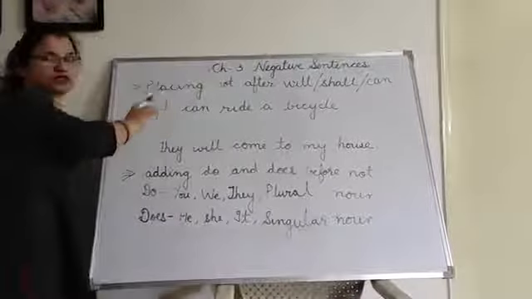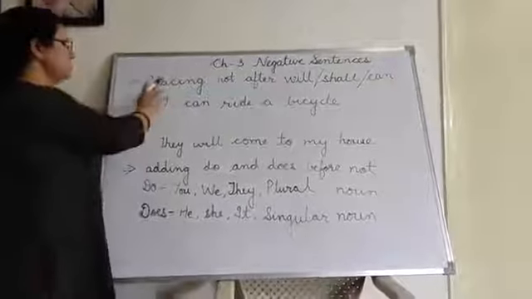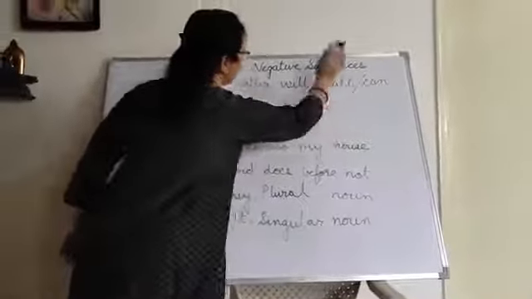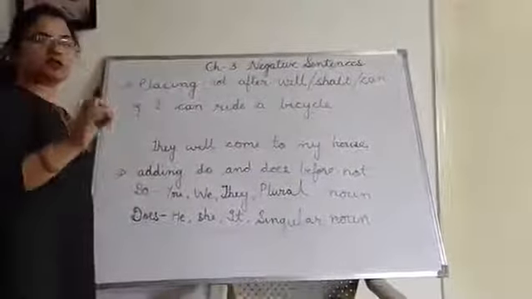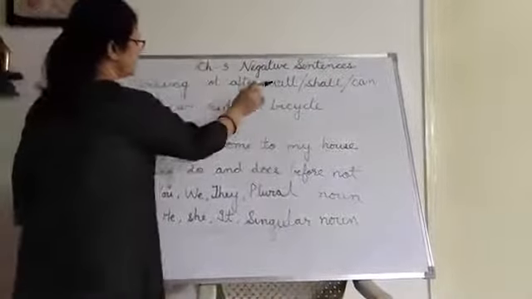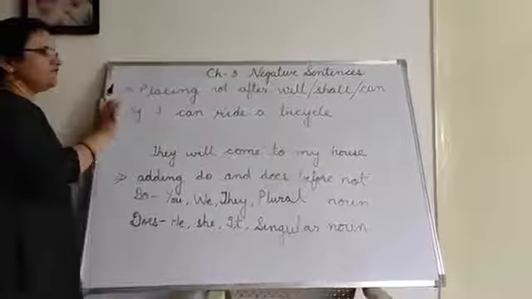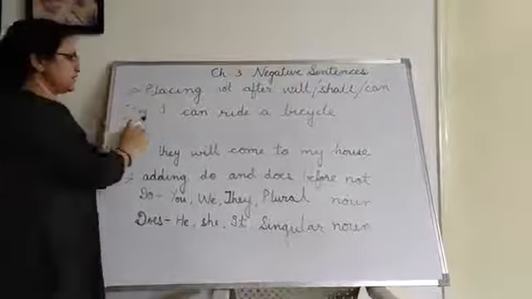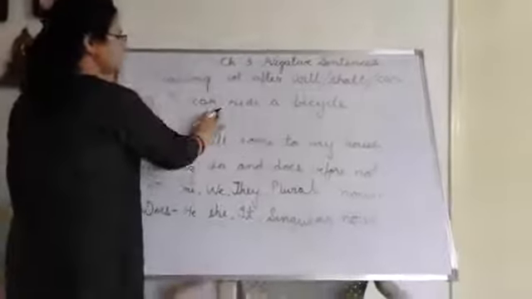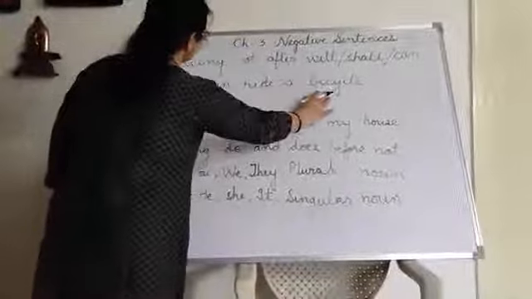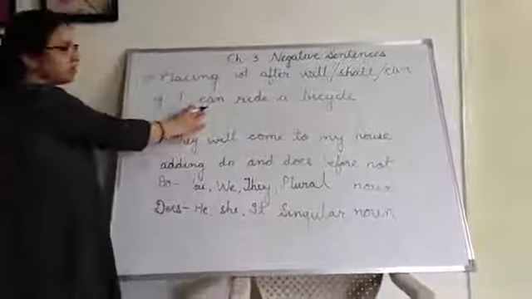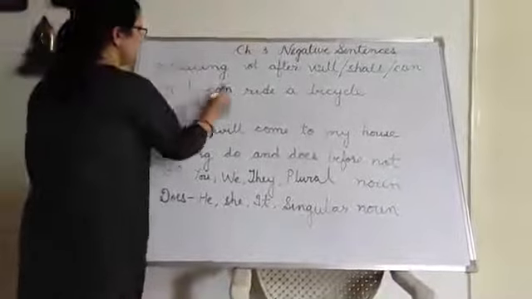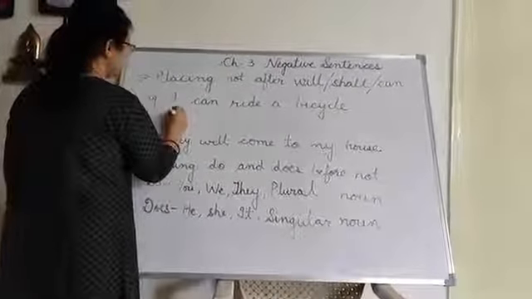Now, you can change positive into negative sentences also by placing not after will, shall and can. You can place not after will, after shall, after can if these three words come in the sentence. Now, let's understand it from an example. I can ride a bicycle. Now see, here can is there. This is a positive sentence and you have to make it negative. So you will place not after can.